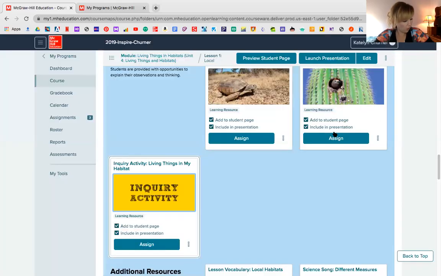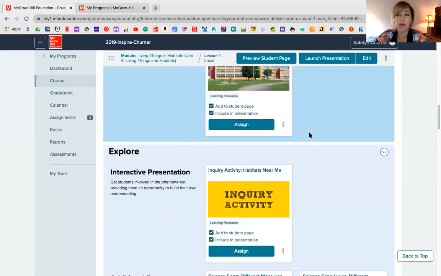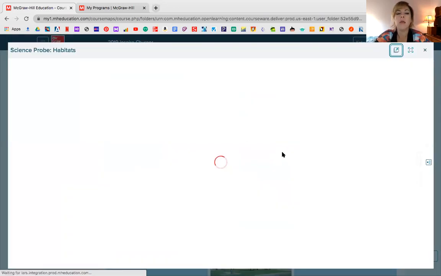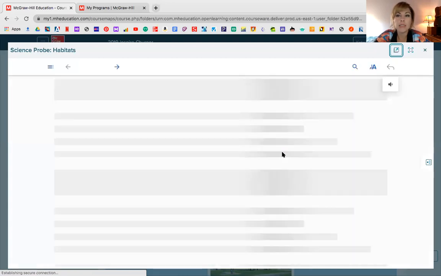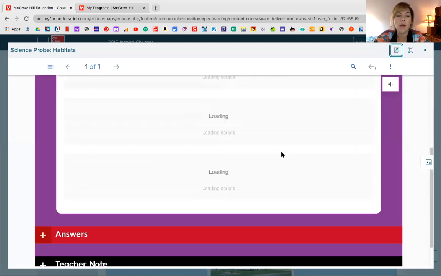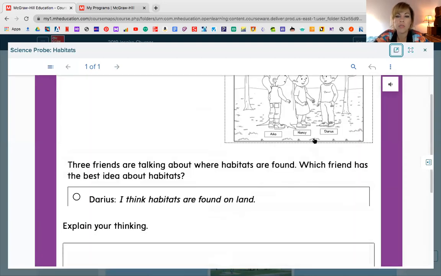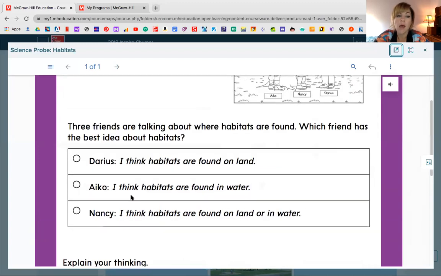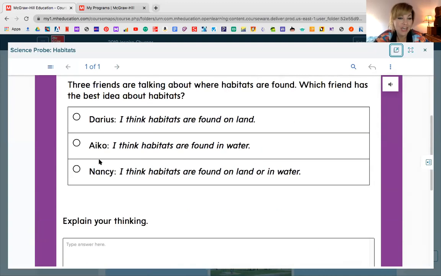Let me go ahead and share our screen again. So before I get to our review, let me go back to our probe page and let's see if you guys want to make a change to your prediction, okay? Remember there was a prediction of 3 kids talking about where do animals live for the habitats. Just a reminder, you were supposed to choose one of the students that you agreed with. Darius said, I think the habitats are found on land. I think habitats are found in water. And then Nancy says, I think habitats are found in land and water. So if you want to make a prediction change, you may do so right now.